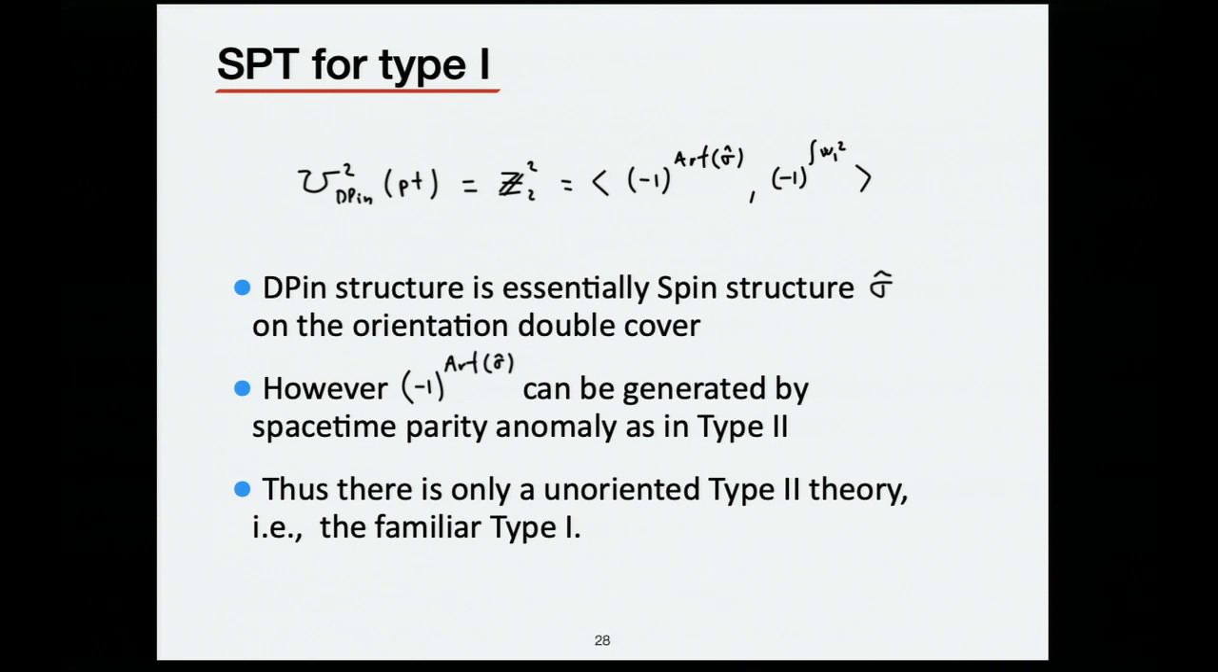So it's not a spin structure or a pin structure. It's basically a D-pin structure of the manifold, but it's just a normal spin structure of the orientation bundle. By the way, this has been known for a long time, by Agree and friends, to be the right thing to do for type one.